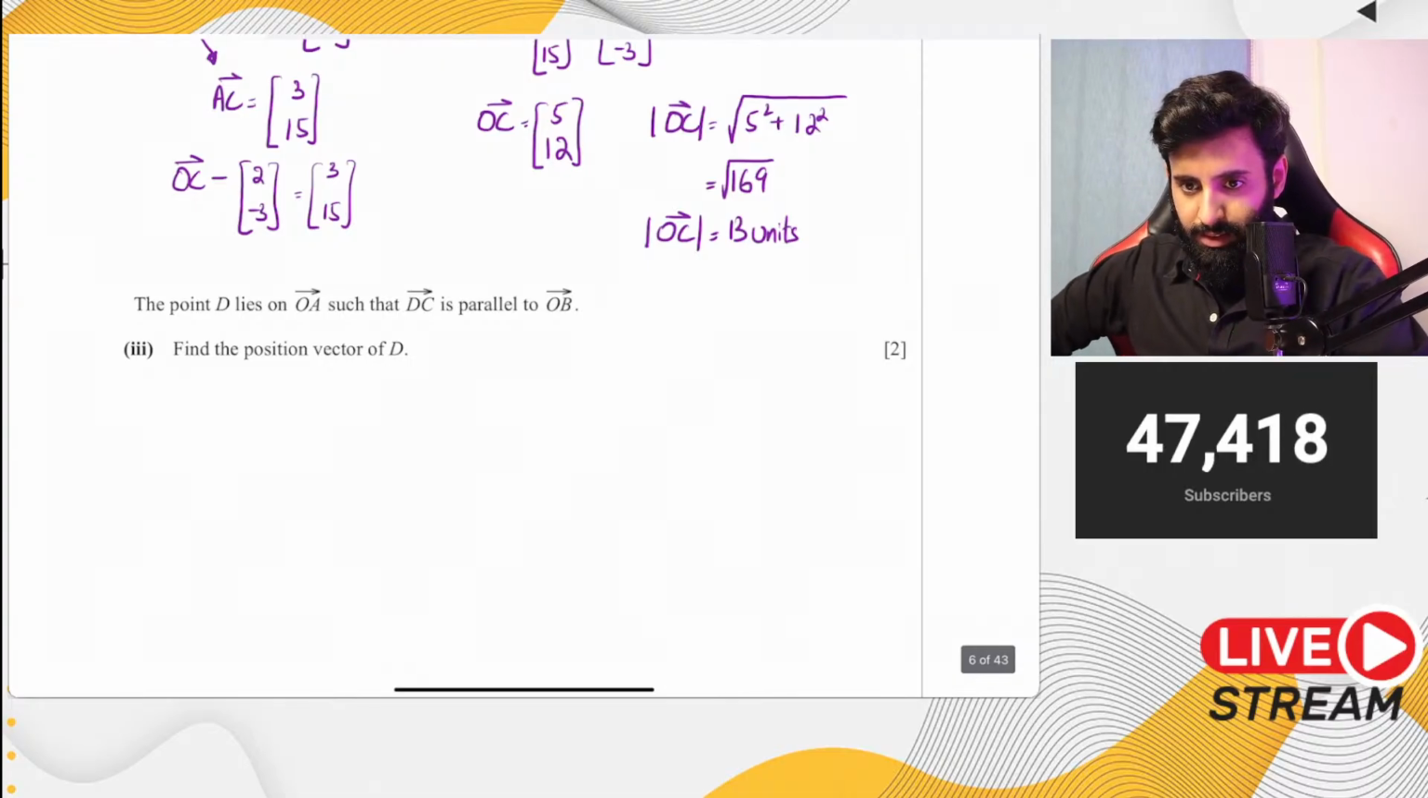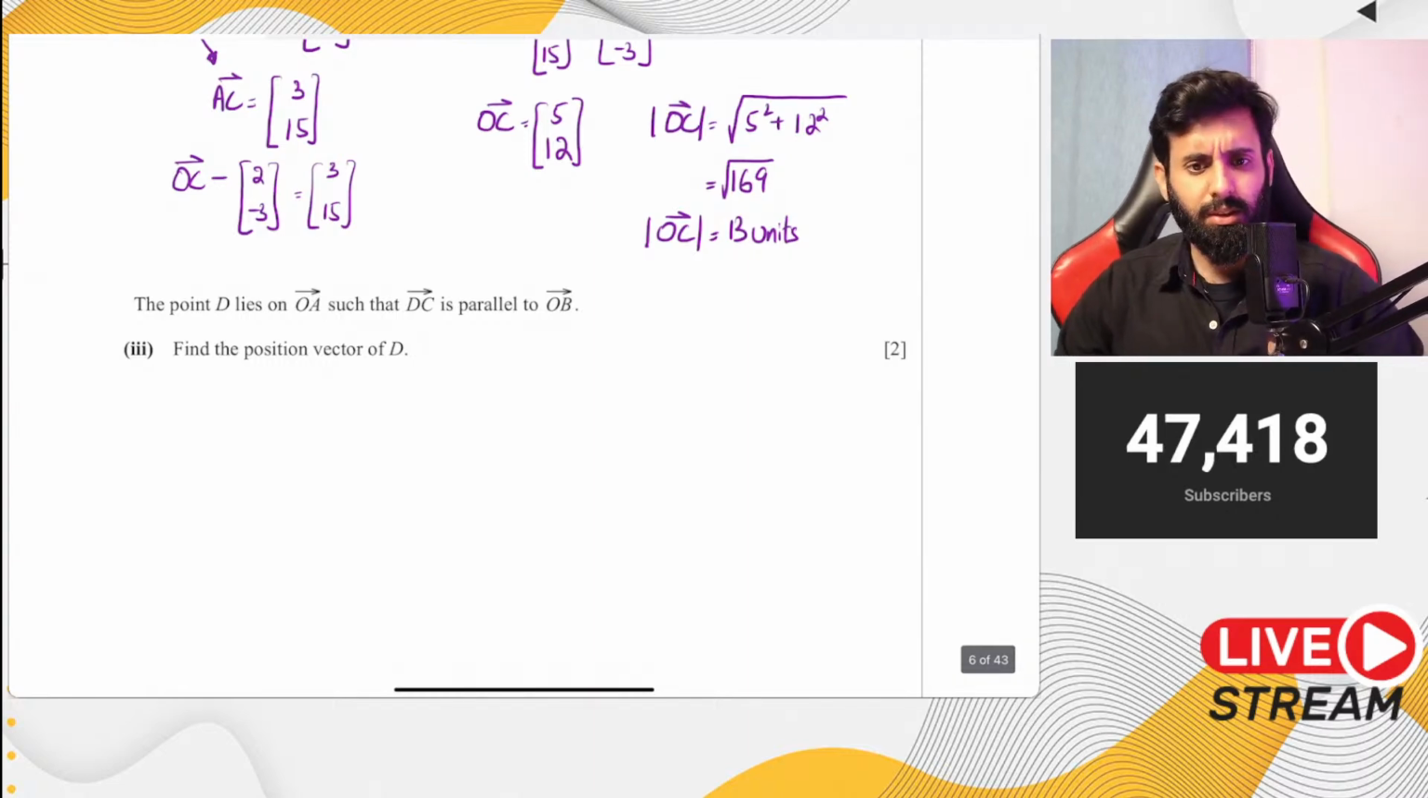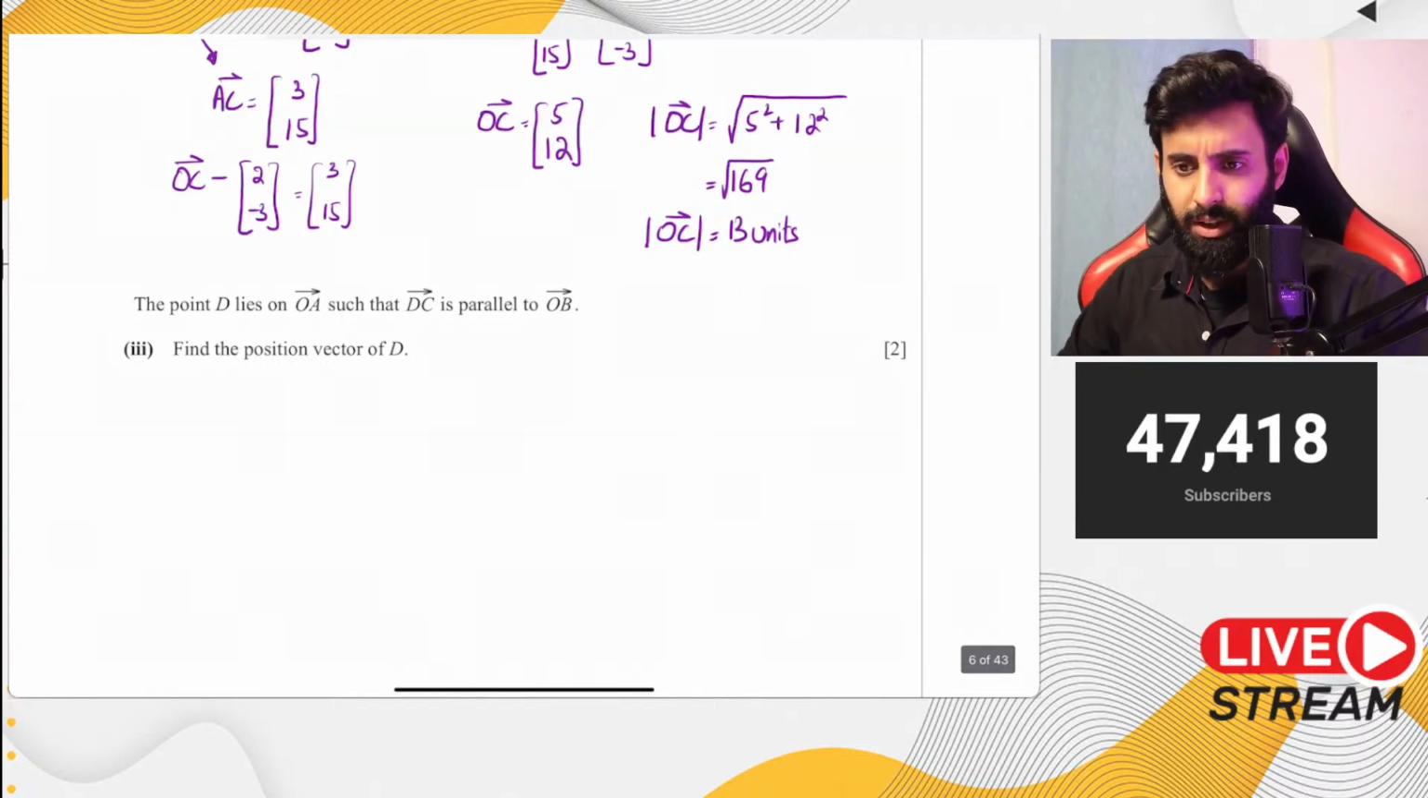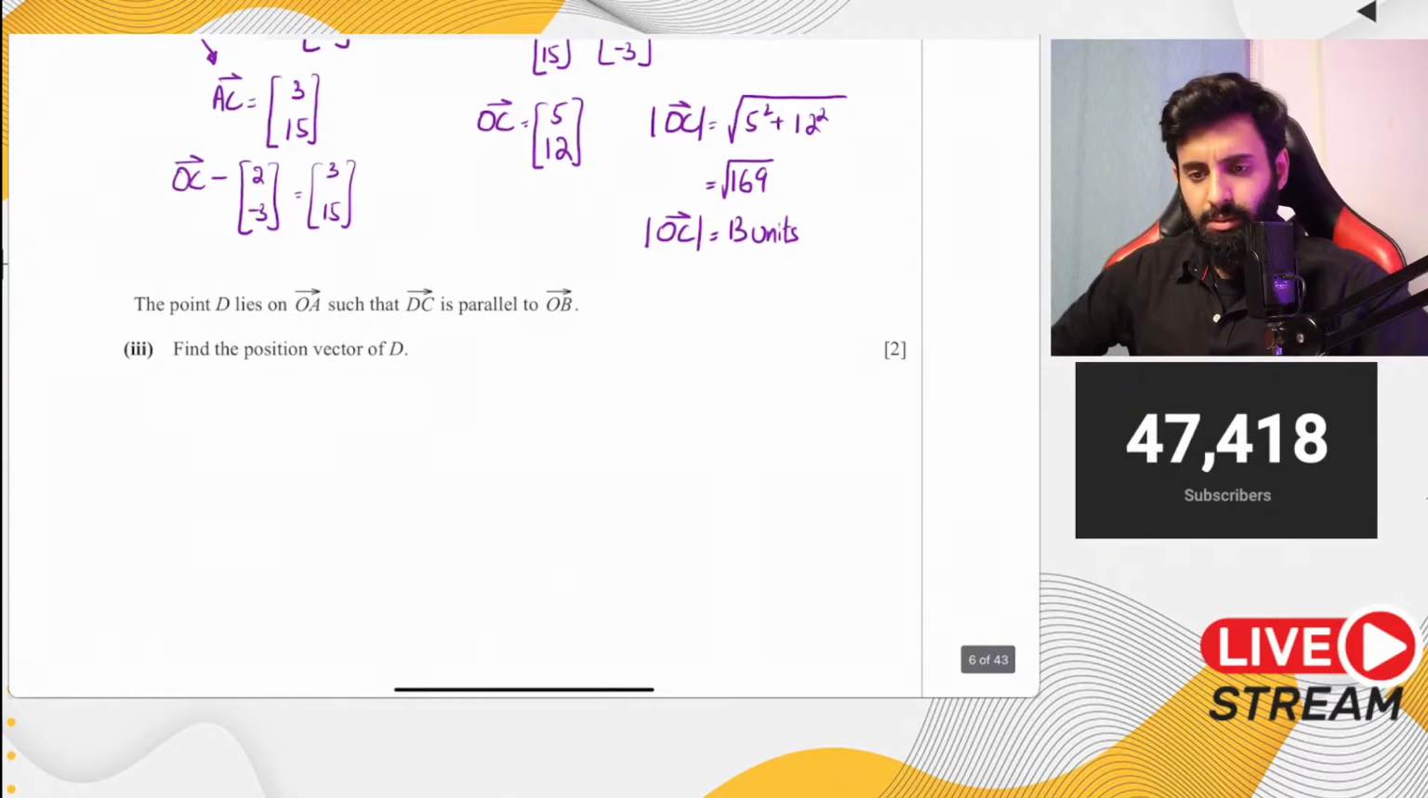Sir, this is a little off-topic question, but when we have a single matrix, how do we take its inverse? What do you mean, single matrix? How do we take its inverse? It's the same formula that we use: 1 upon AD minus BC, and then you multiply that by the adjoint matrix. Okay.